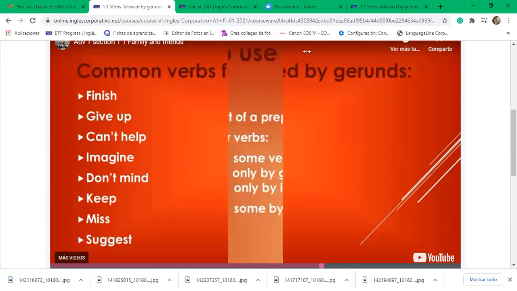We don't give up having a race. Don't give up having a what? I'm sorry. A race or a competition. Don't give up competing. Competing. Okay, good.